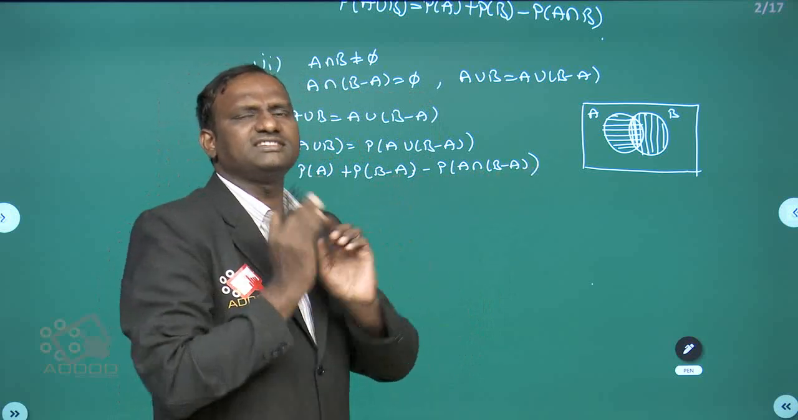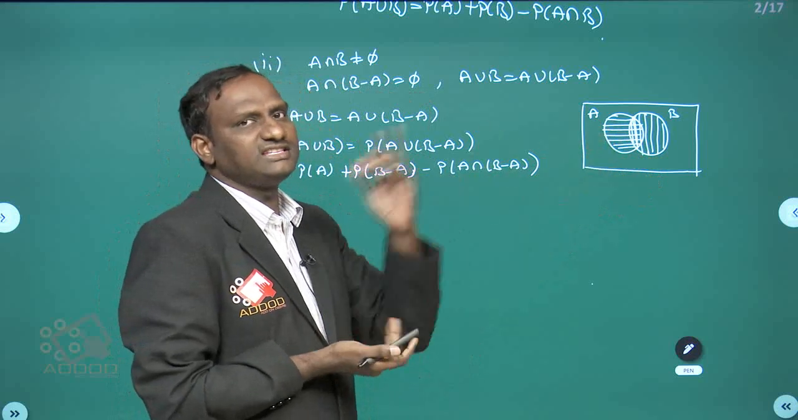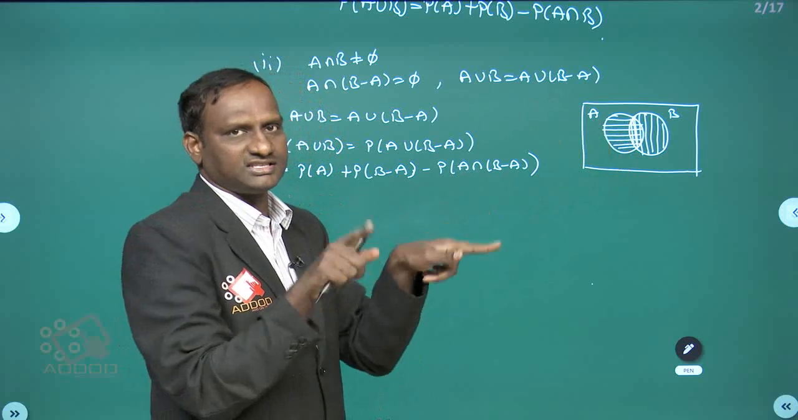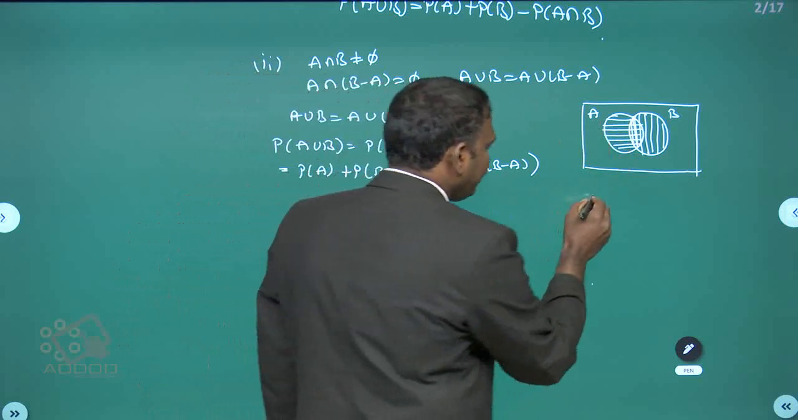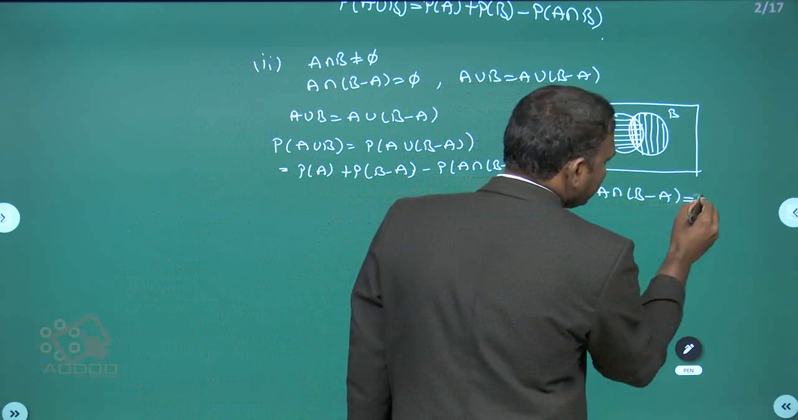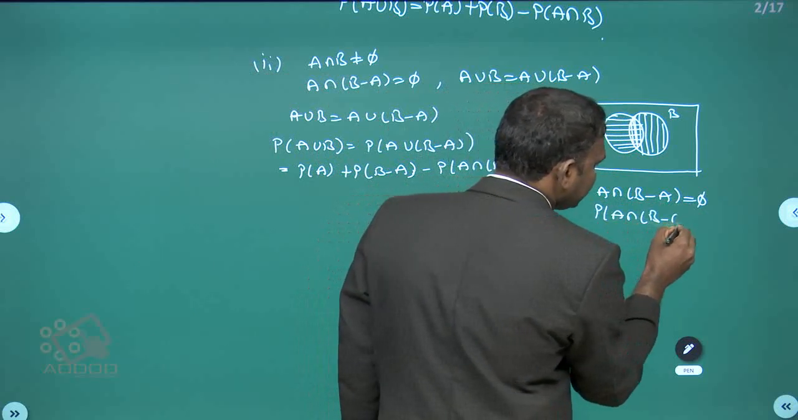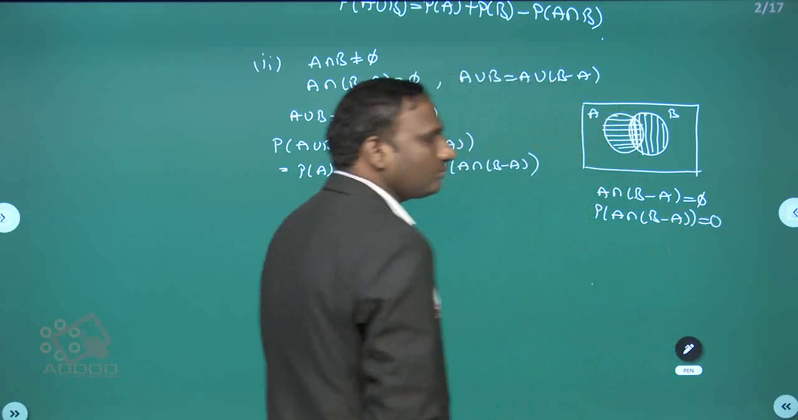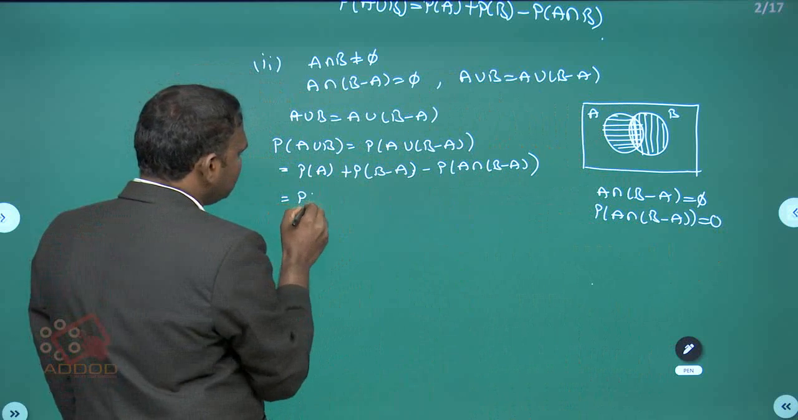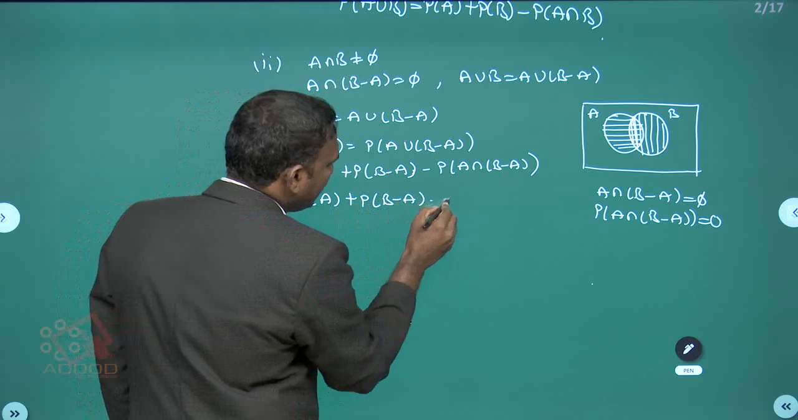What is B minus A? B minus A is only vertical lines. A intersection (B minus A), nothing is in common, because the A intersection part is the shaded region, boxes. So A intersection (B minus A) is equal to empty. So P of A intersection (B minus A) will become 0. So here I am replacing that value. This is equal to P of A plus P of B minus A, minus 0.